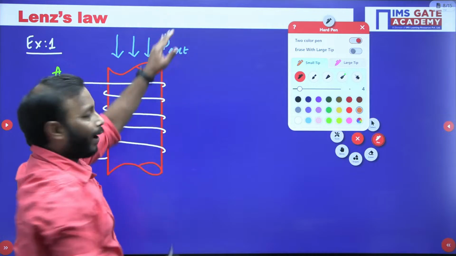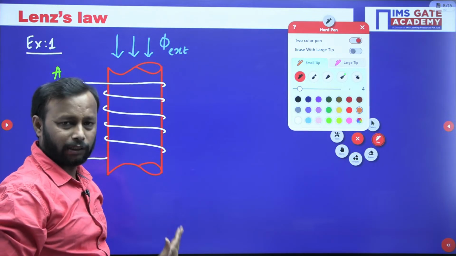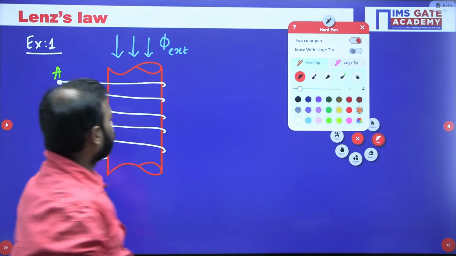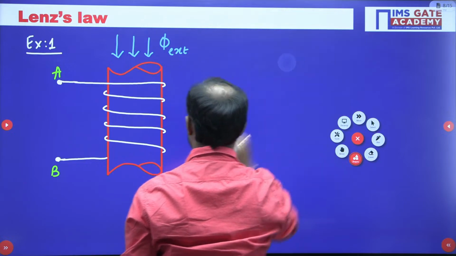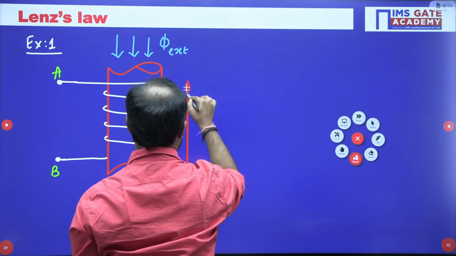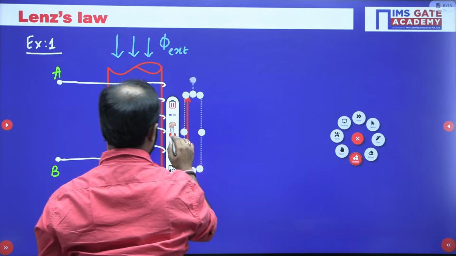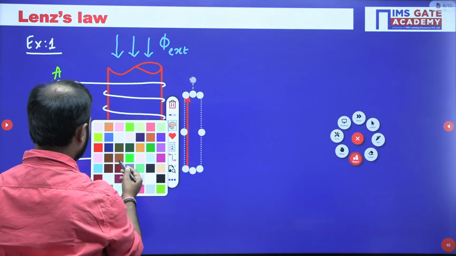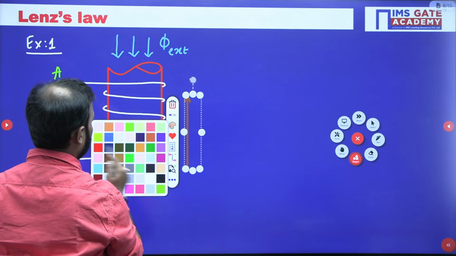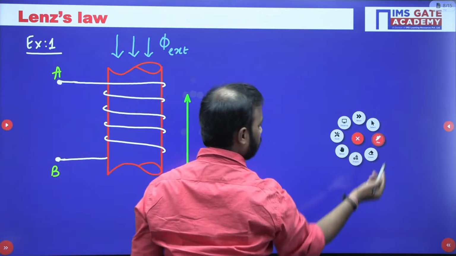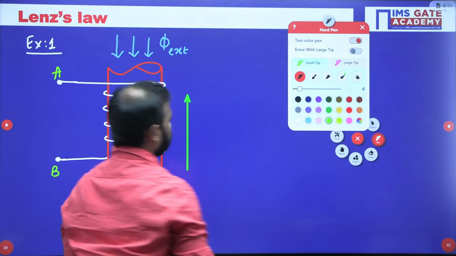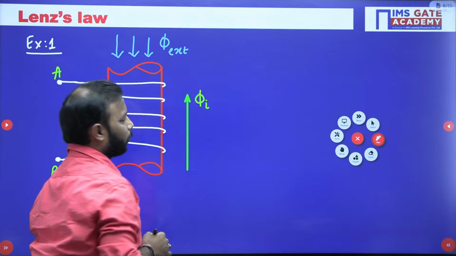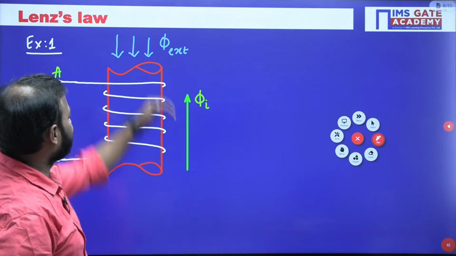देखो phi external ऊपर से नीचे आ रहा है, तो अपोज कैसे होगा? जब अपोजिट डायरेक्शन में जाएगा, मीन्स from downward to upward, तो ये होगा फ्लक्स डायरेक्शन. So this is phi induced. Ajay, any doubt? Phi induced. है ना? See, oppose.